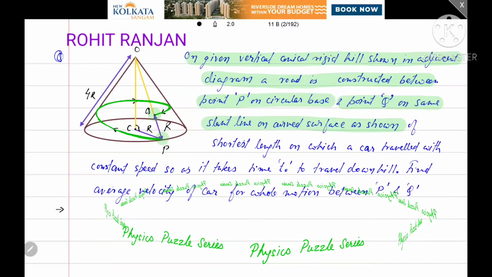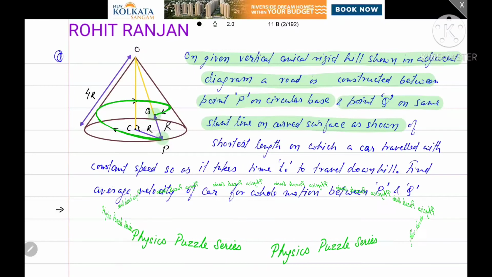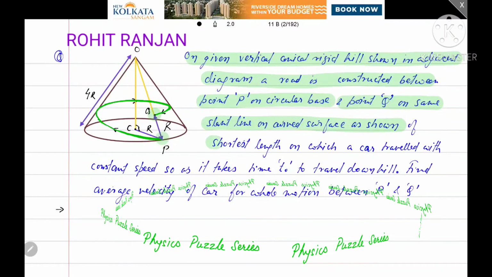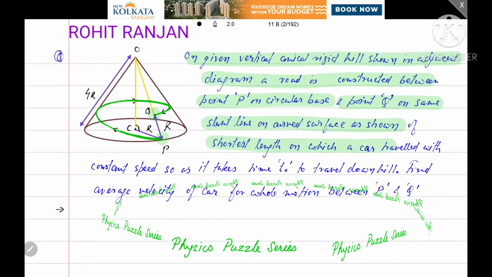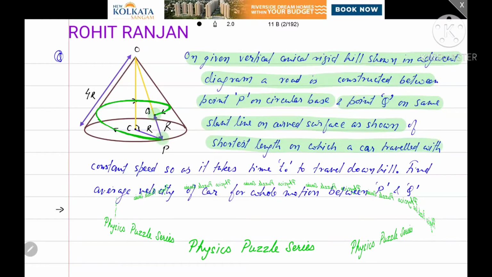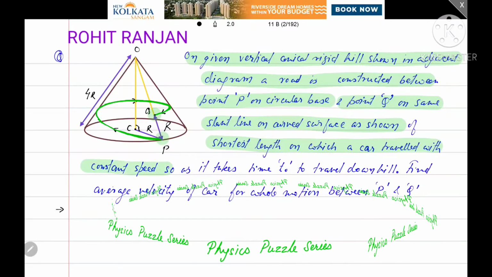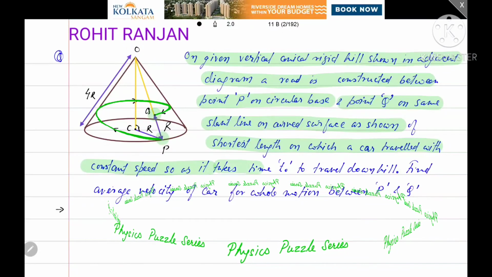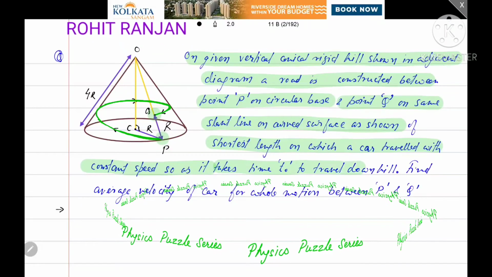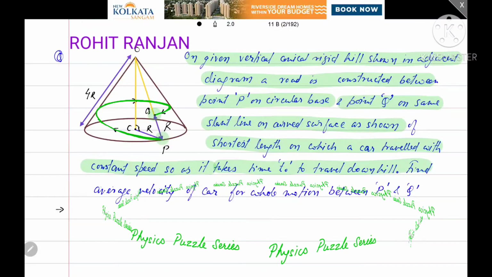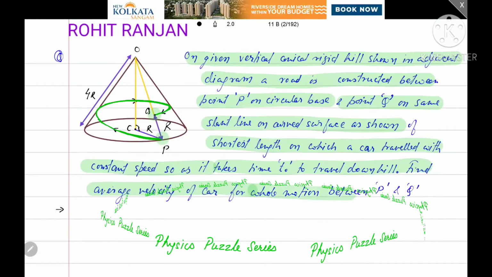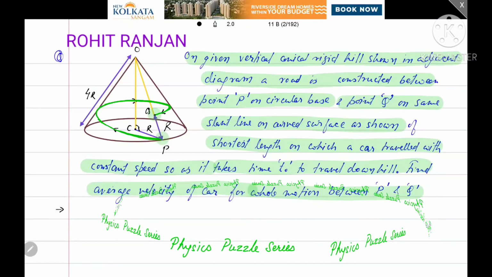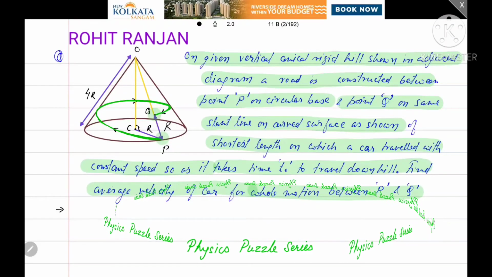Now there is a shortest path created from P to Q on which a car travels with constant speed so that it takes time t0 to travel downhill. Find the average velocity of the car for the whole motion between P and Q. Now let us see this question.